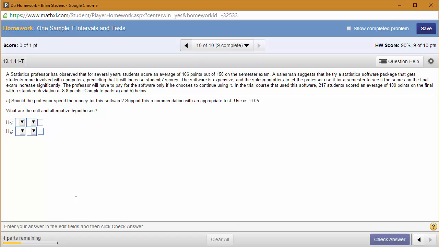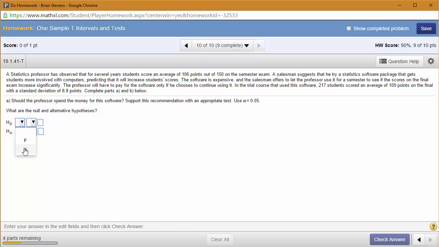Okay, more nulls and alternatives. Yes, love it. So a statistics professor has observed that for several years, students score on average a 106. The salesman suggests that he try a statistical software package that gets more students involved with computers, predicting that the students' scores will increase. The software is expensive, basically the same type of question. The professor will pay; in the trial course that uses 217 students, they scored 109 points on the final with a standard deviation of 8.8. So same type of question here.